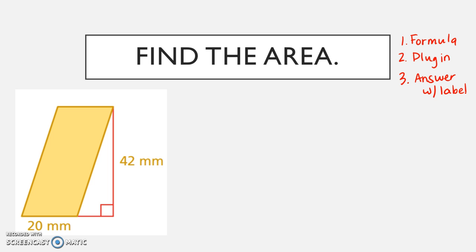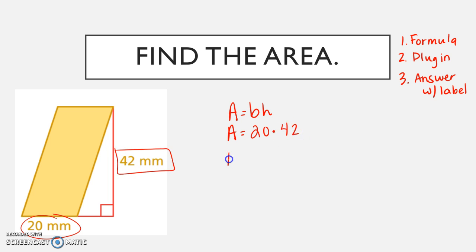So here, we're going to start with the area formula for a parallelogram, which is base times height. And then we're going to plug it in. So our base is this 20 millimeters, multiplied by our height, which is the 42 millimeters. And then our third step is to actually answer it. So we need to do 20 multiplied by 42. So we should get 840. And our label is millimeters. And again, area is always squared.